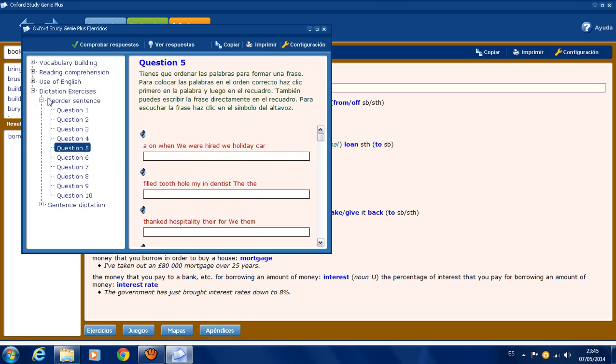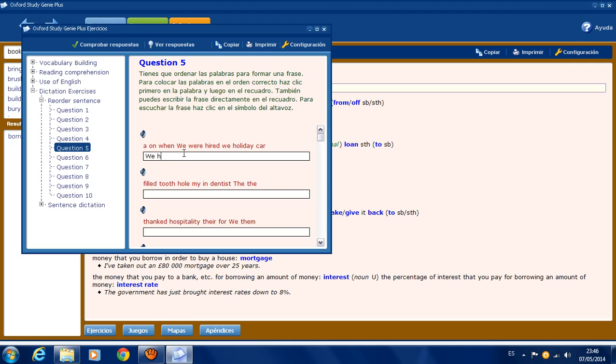So on the part of dictation exercises and reorder sentence, you have an activity that consists of hearing a sentence, then you have unscramble. You need to unscramble the words that are, by the way, quite messy there. We hired a car when we were on holiday. So it's British English, very good if you're planning to get accustomed to the British pronunciation. Let's listen again. We hired a car when we were on holiday.